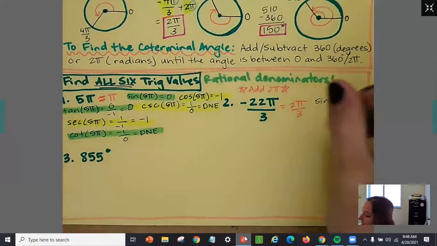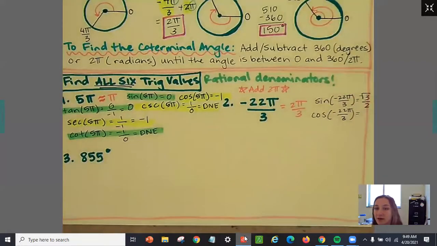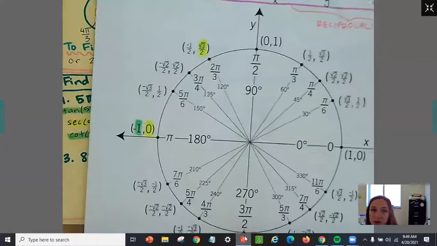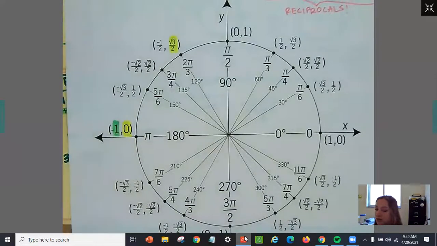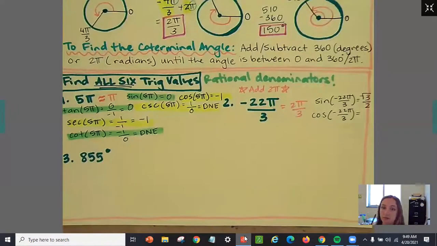Okay, now let's look at cosine. And that's just the x value at that angle. So that's going to be negative 1/2.